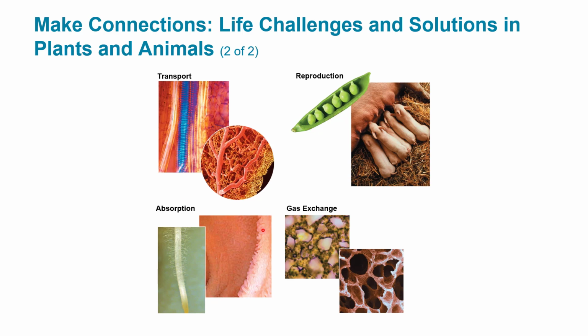Here we see the tissue in our villi, that's the finger-like projections of our intestines that absorb things, and we can see little finger-like projections on a root of a plant. It increases the surface area, helps with absorption. Here's the gas exchange tissue in the leaf of a plant. Here's the tissue in a lung. We can see similar structures doing similar functions.